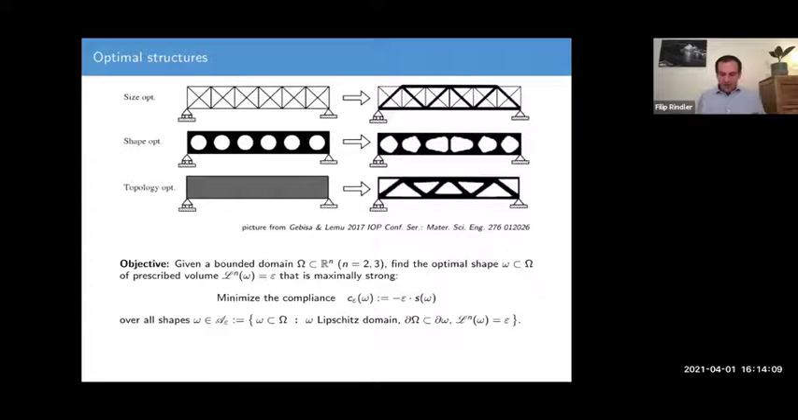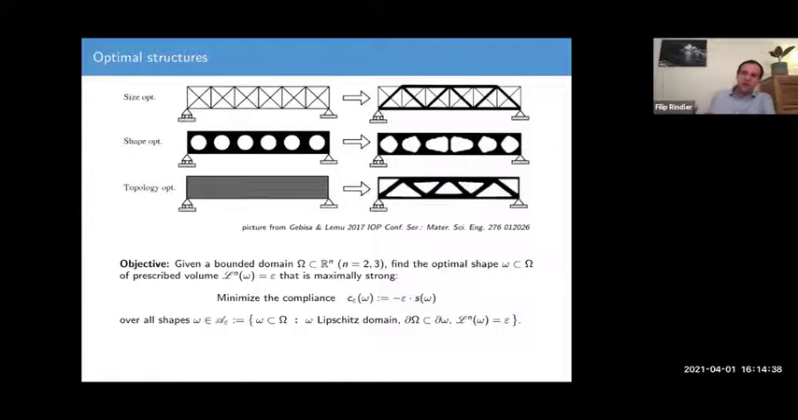Okay, so now I can actually tell you what the goal of shape optimization is, at least in the classical or the most prevalent framework. And it is, maybe I start at the bottom here: given a bounded domain omega, find the optimal shape, small omega, of prescribed volume, and maybe with some technical condition, that is maximally strong. And so that means it's the maximum over S of omega. So the stiffness is maximal.